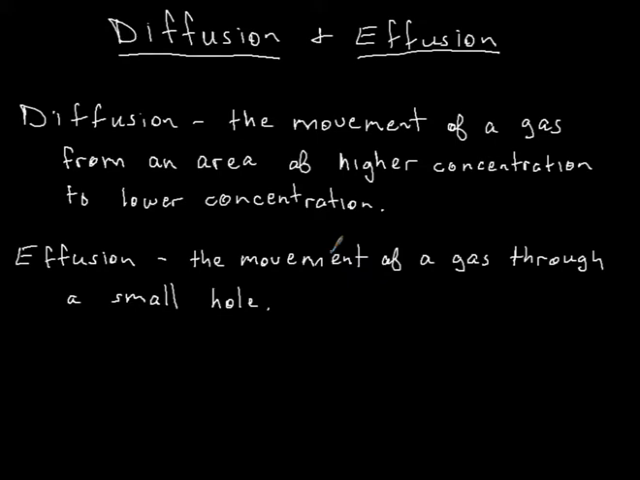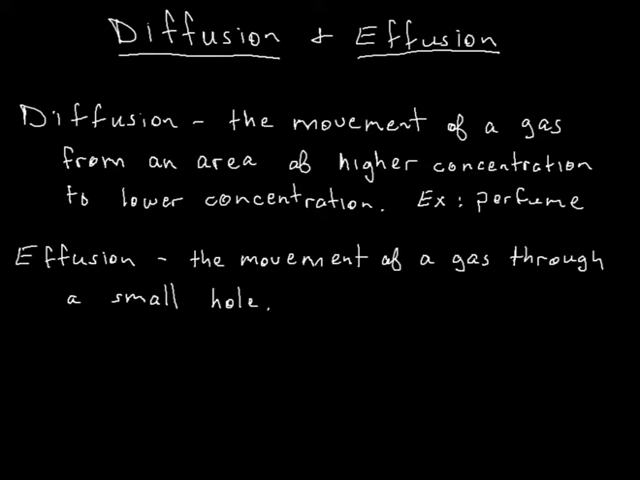Diffusion is the movement of a gas from an area of higher concentration to an area of lower concentration, and effusion is the movement of a gas through a small hole. An example of diffusion might be if you left open a perfume bottle in the corner of a room. Over time, the gas particles of that perfume are going to spread throughout the room, and the people on the other side of the room are going to be able to smell that perfume. That is diffusion.